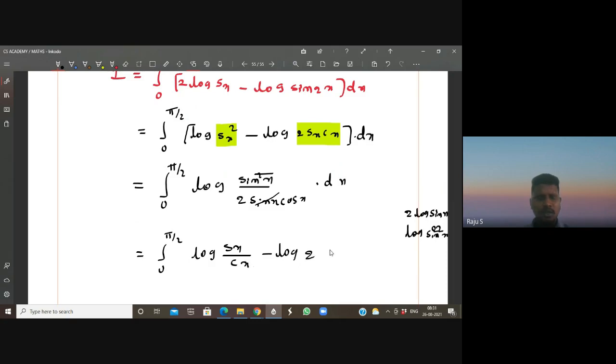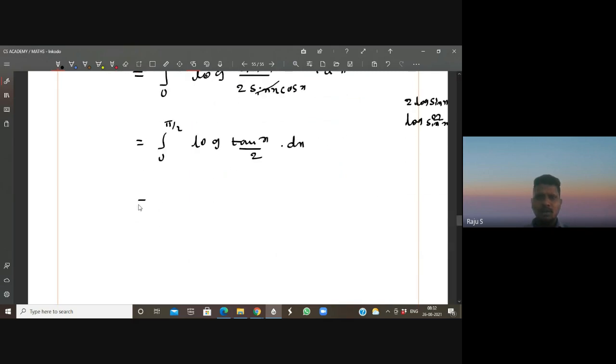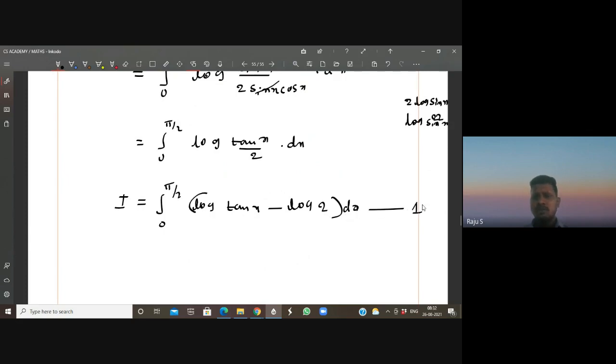Shall I write like this? Sin x by cos x, we may write tan x, no problem. If you're getting confused, sin x by cos x is tan x by 2, dx. Again, you may apply the log a by b formula. So 0 to pi by 2, log tan x minus log 2 into dx. Let us take this as equation 1. Fine.